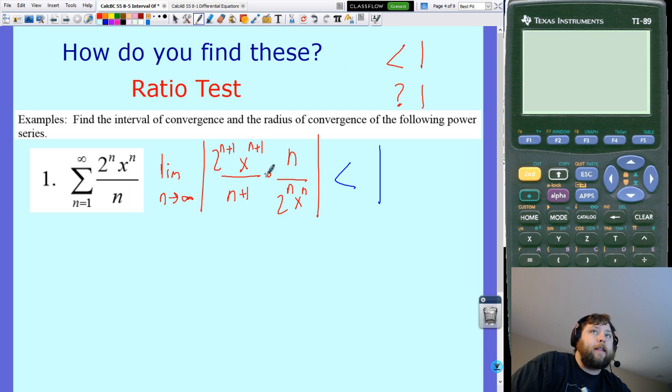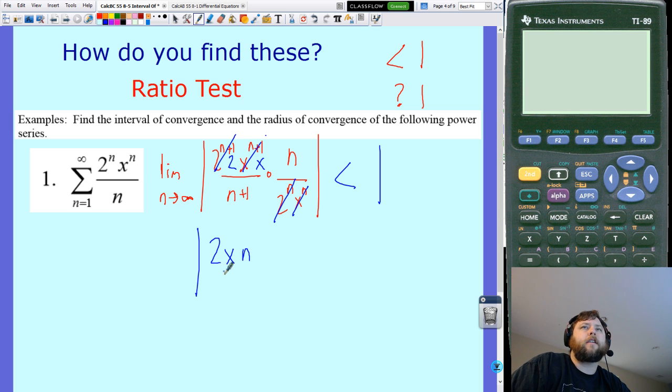Now I'm going to do canceling. 2 to the n cancels with that, and we're just left with a 2, because there's an extra one here. Most of the x's cancel out, but the top has an extra x, so I'm going to put it there. And the n plus 1, we can't cancel that. So I'm left with 2x times n over n plus 1, and that's going to be less than 1.